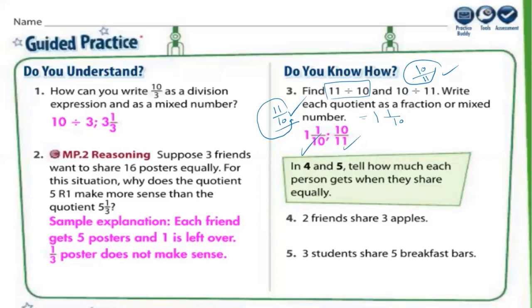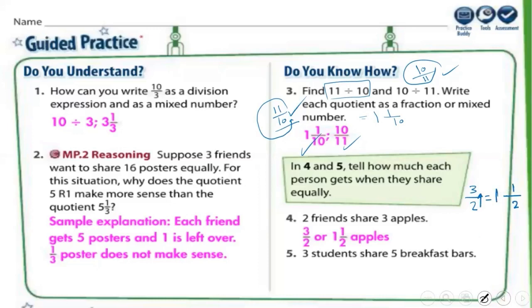In 4 and 5, tell how much each person gets when they share equally. 2 friends share 3 apples. I'm going to write 3 over 2, not the opposite, okay? 3 over 2 equals, keep 2 as it is, count how many 2 are there in 3, just 1, and remainder 1. So the share of each one will be 1 and 1/2.